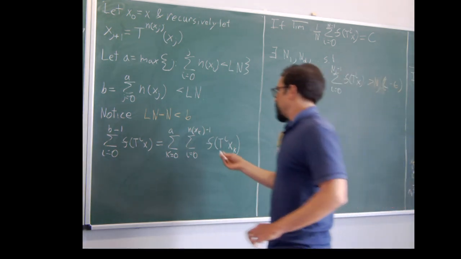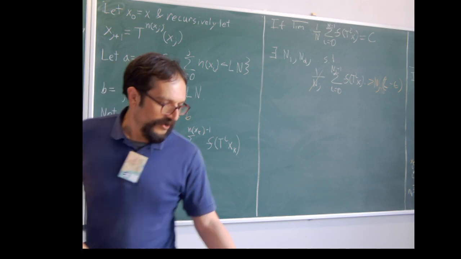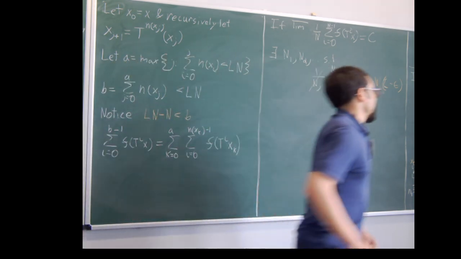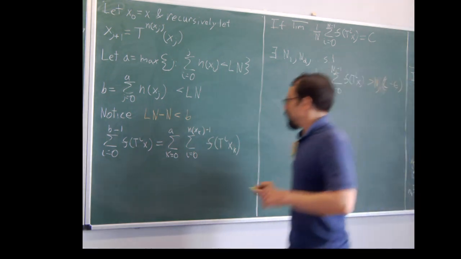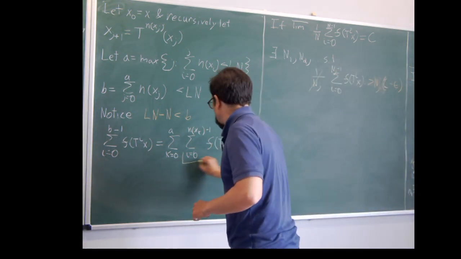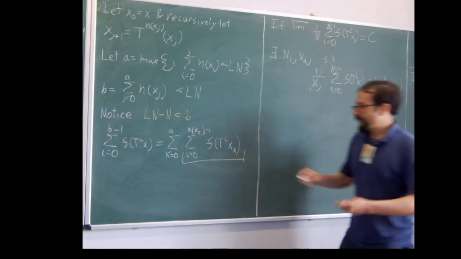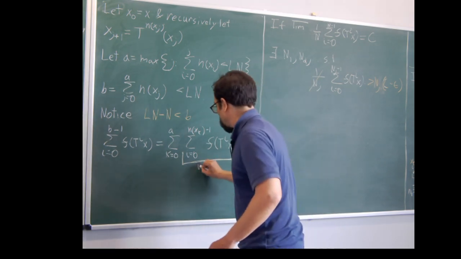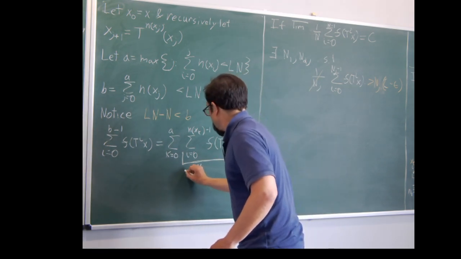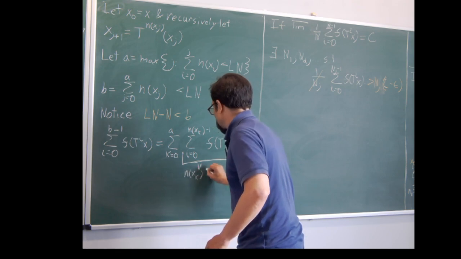Great. Okay, so now the big observation here, the whole point of this setup, let's try green chalk. Please tell me if this is not very visible, I'm guessing this is not very visible, am I correct? Okay, so we'll just do white. Okay, the point of this is that this is bigger than n of x sub k times c minus epsilon.